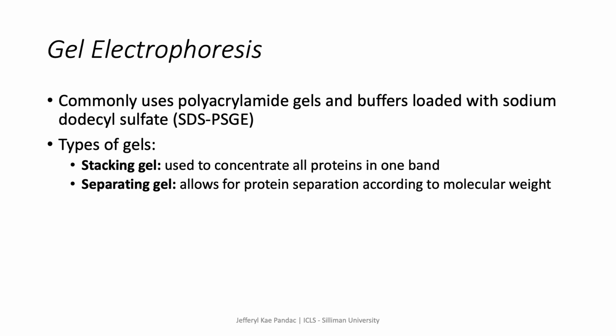After sample preparation, we then proceed to gel electrophoresis, or the separation of the different protein fragments by SDS-PAGE. The most commonly used gel is, of course, polyacrylamide gel, and the buffers are loaded with sodium dodecyl sulfate, or SDS. Western blot uses 2 types of gels. We have the stacking gel that is used to concentrate all proteins in one band, and the separating or resolving gel that allows for the separation of the proteins according to their molecular weight.